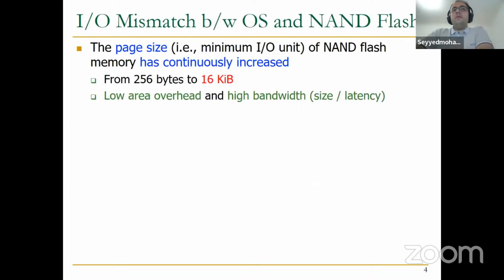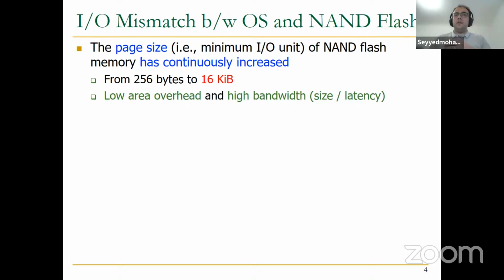In this course, we always talk about the I/O mismatch between the OS and NAND flash. The page size in NAND flash has continuously increased. It was 256 bytes in the very beginning, but currently it's usually 16 kilobytes. The exceptions are some flash chips optimized for latency, like Zen and Samsung, that use small pages like 2 kilobytes or 4 kilobytes.